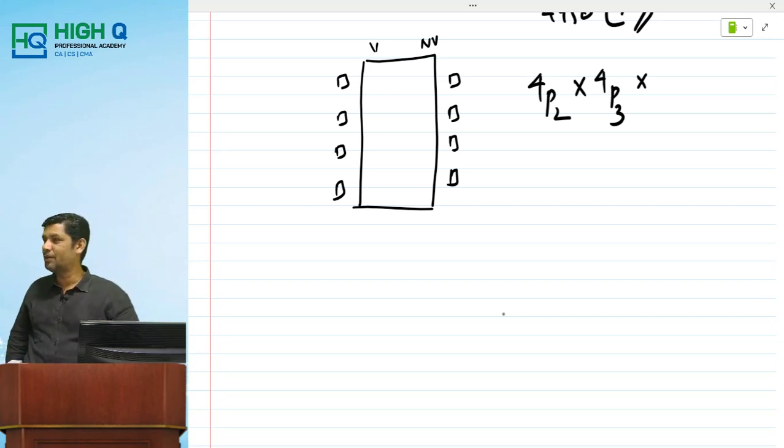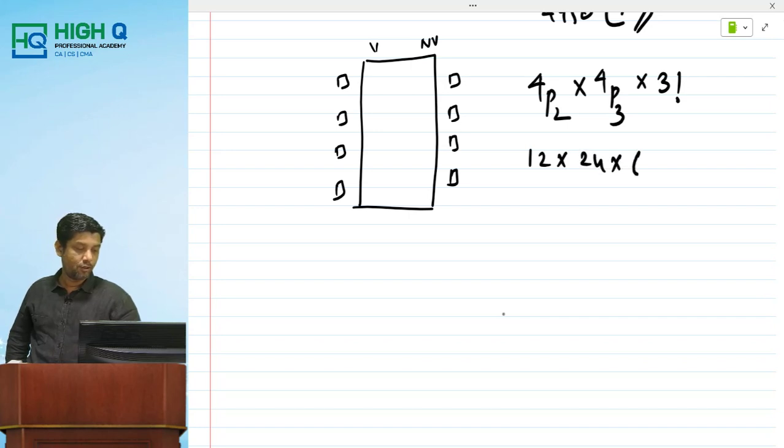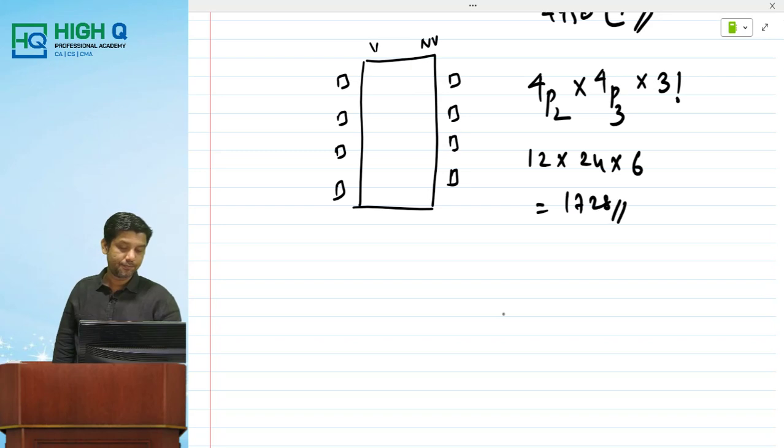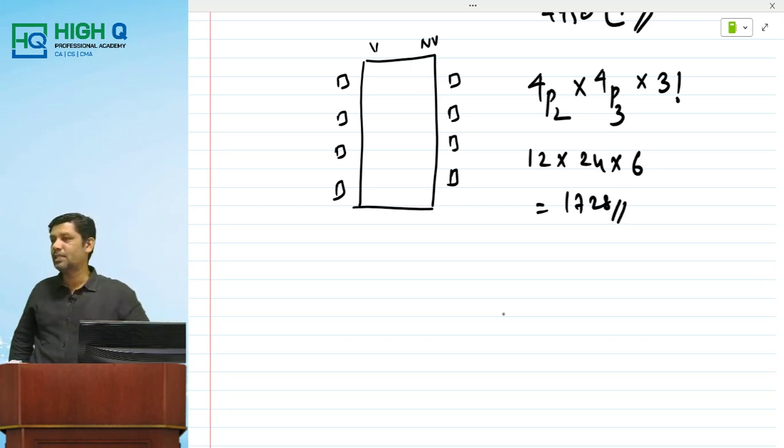Either veg or non-veg, wherever we get a seat, we will go and sit there. That's it. So is it 3 factorial? Say yes or no. You understood this? 4P2 is 12, 4P3 is 24, 3 factorial is 6. Can you please multiply it? 1728. Have you got the same answer, my dear? 1728? Say yes or no.